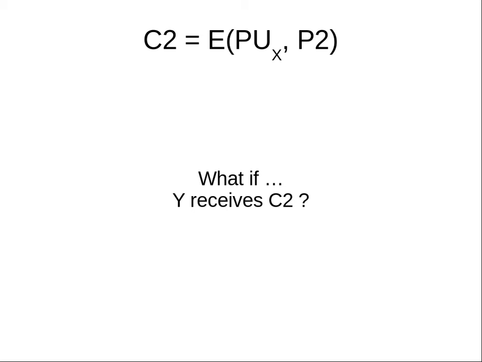When Y receives C2, they cannot decrypt because they don't have the private key of X. So in this case, Y does not know P2. Some people voted for that but didn't have the right reasoning. It's because to discover P2, you need to have the private key of X, and only X has that. So remember, with public key encryption, if it's encrypted with one key in the pair, say the public key, it can only be decrypted with the other key in the key pair, the private key of the same user.